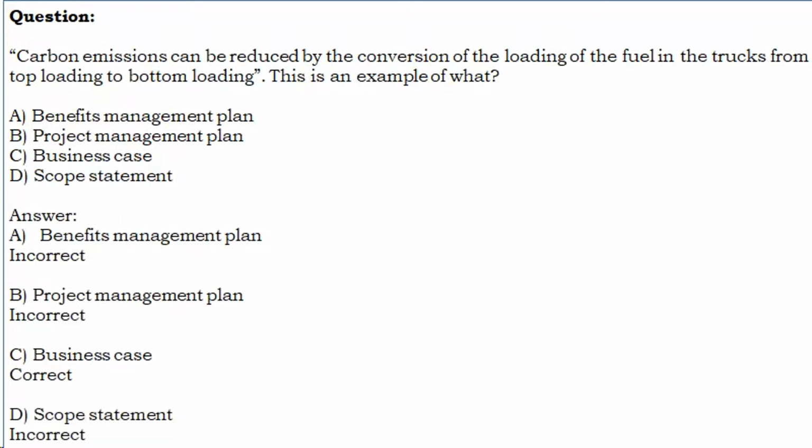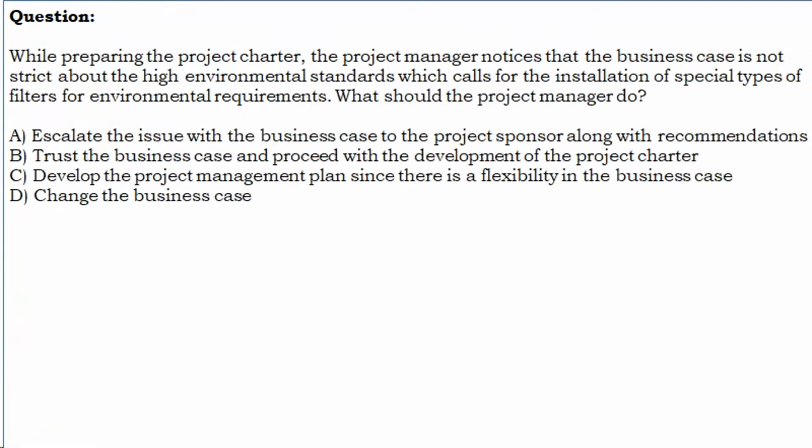A. Benefits management plan. Incorrect. B. Project management plan. Incorrect. C. Business case. Correct. D. Scope statement. Incorrect. While preparing the project charter, the project manager notices that the business case is not strict about the high environmental standards, which calls for the installation of special types of filters for environmental requirements. What should the project manager do?